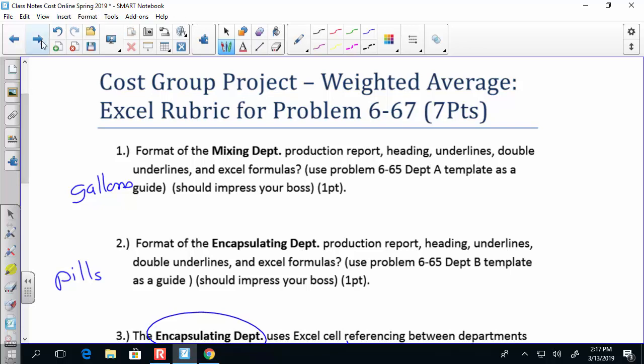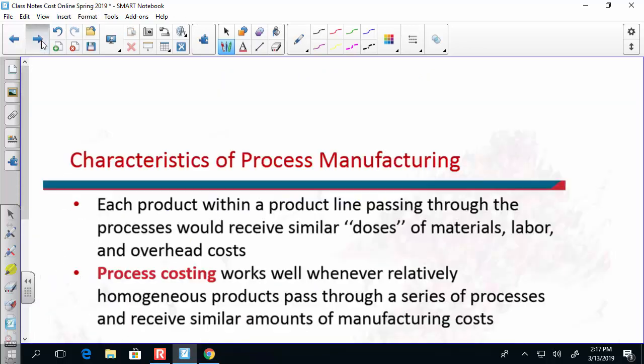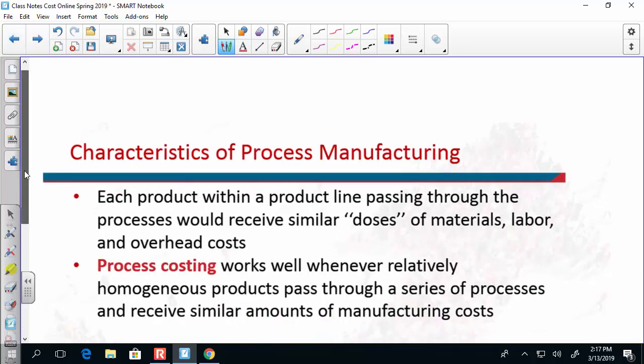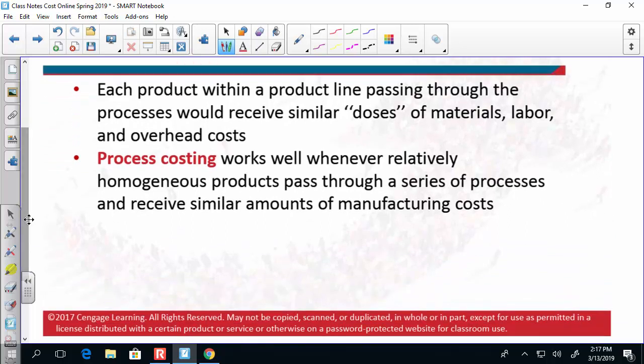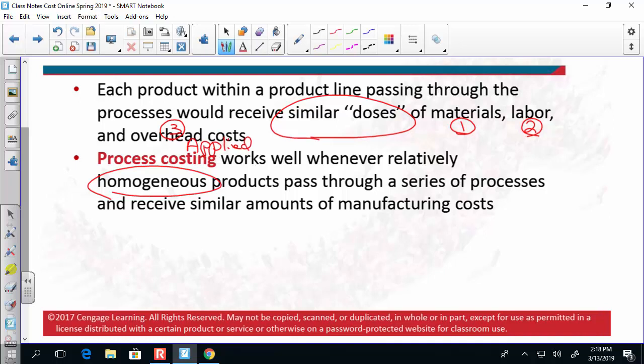Let's wait on this. I need to go through a couple problems first, just to introduce the chapter itself. Remember, we're doing process costing, a lot of similar products, similar things that we're making. Homogeneous means the same thing. And again, our cost items will be accumulated by department now. And we're going to continue our applied overhead concept in Chapter 6 as well.